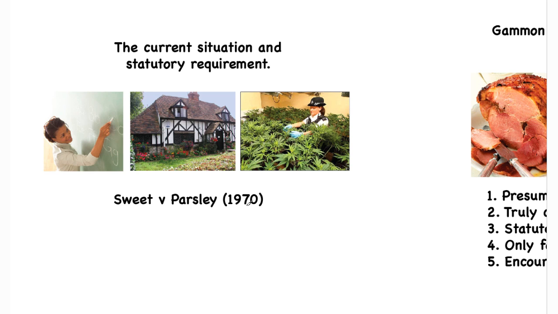Well, our starting point for this is in 1970, and it's a case called Sweet versus Parsley. Mrs. Sweet is a school teacher, and she owns a country cottage, which she lets out to students. But unbeknown to her, the students are in the cottage smoking grass and anything else that goes.